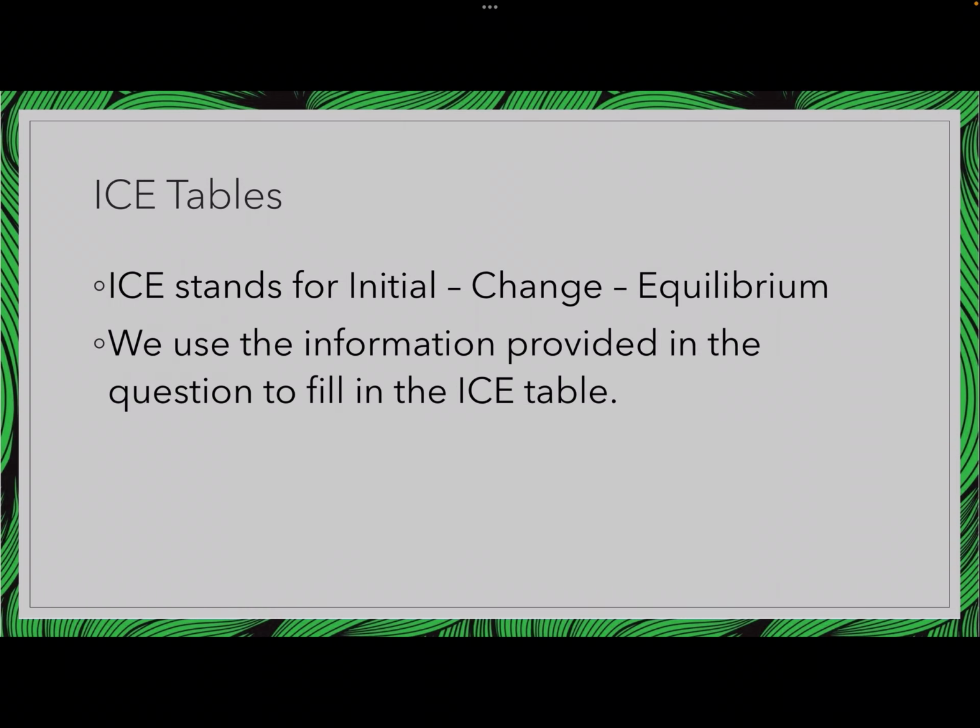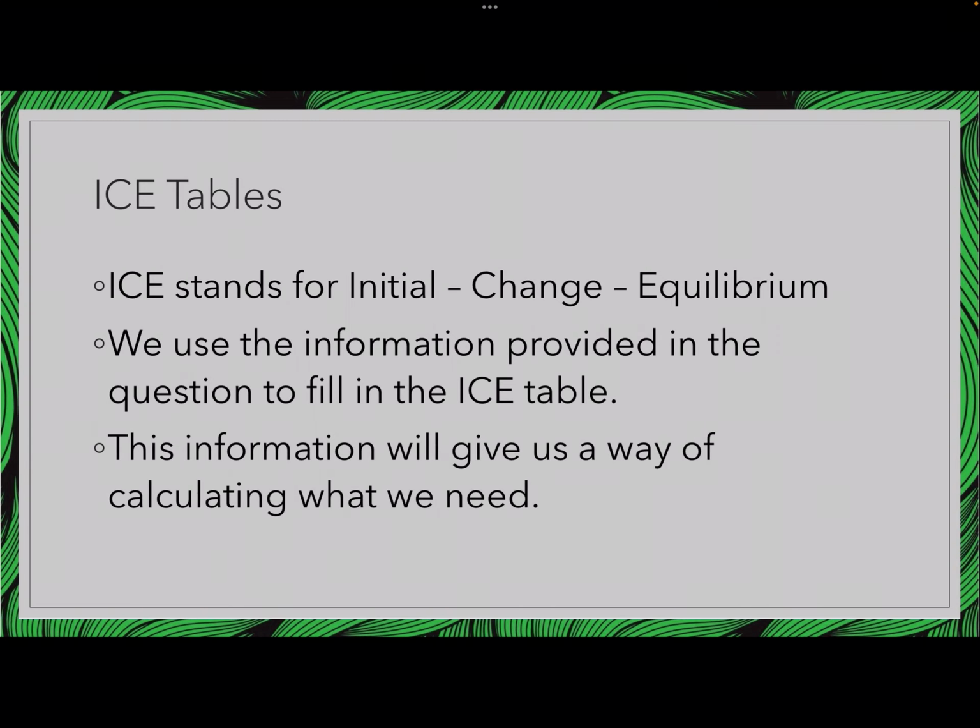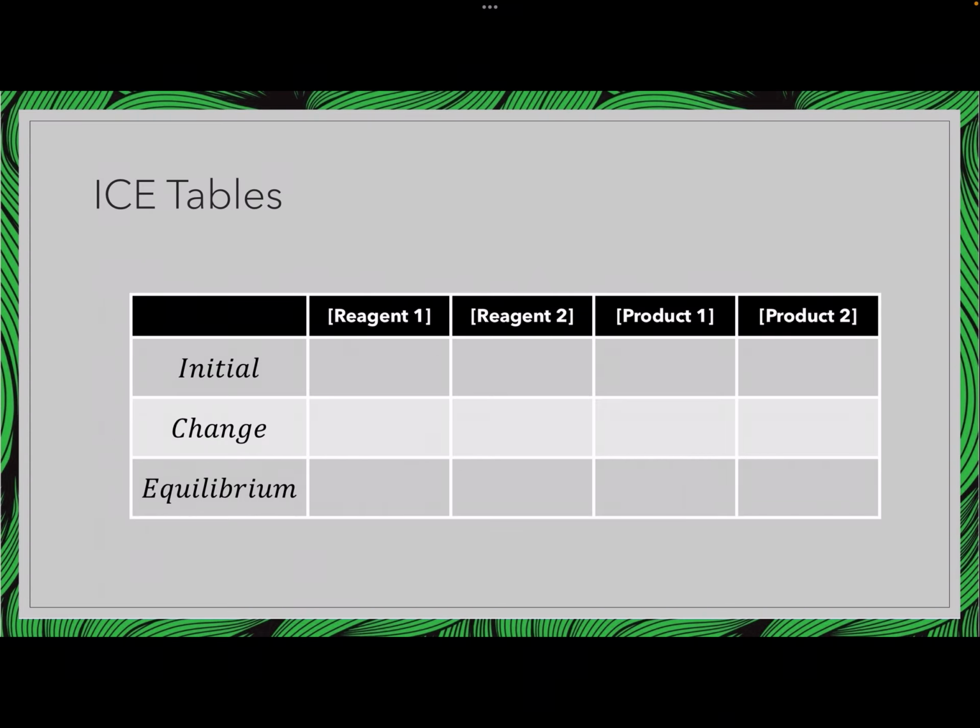ICE stands for initial, then change, then equilibrium. So it's a nice little table that we can fill in with the information that we got, and we can use that to figure out the concentration of products and reactants at equilibrium. So this information gives us a way of calculating what we need. So here's an example of an ICE table. We've got reactant 1, reactant 2, product 1, product 2. And at the left side, we have 3 rows: initial, change, and equilibrium.